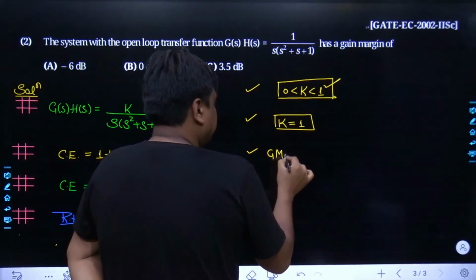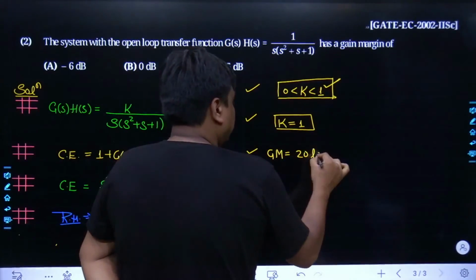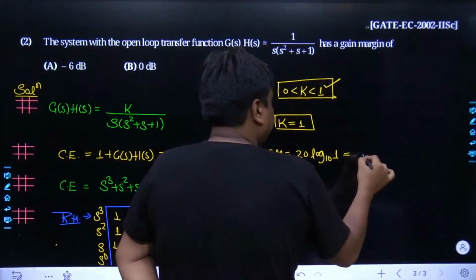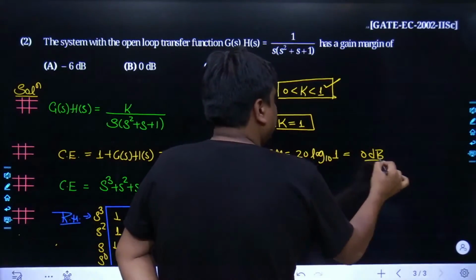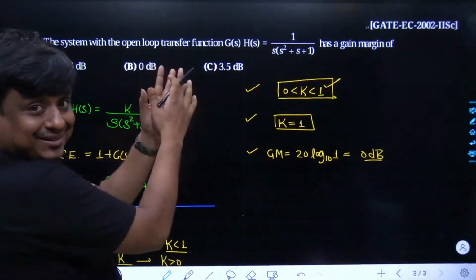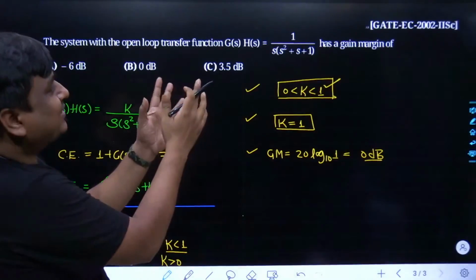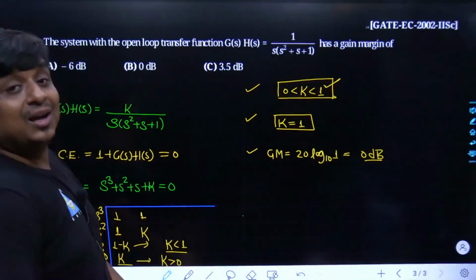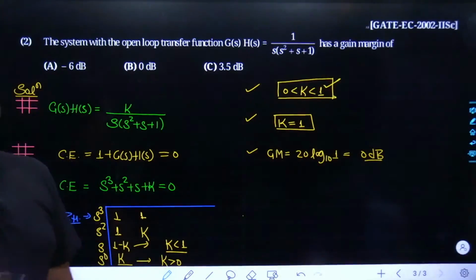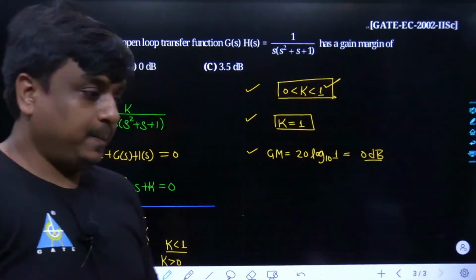The gain margin would simply be 20 log base 10 of K, and here K had been simply 1, so put together it is 0 dB. What does that actually mean? That means if you give an extra gain to this system, the system would become an unstable system. Could you really understand what is behind this complete concept?